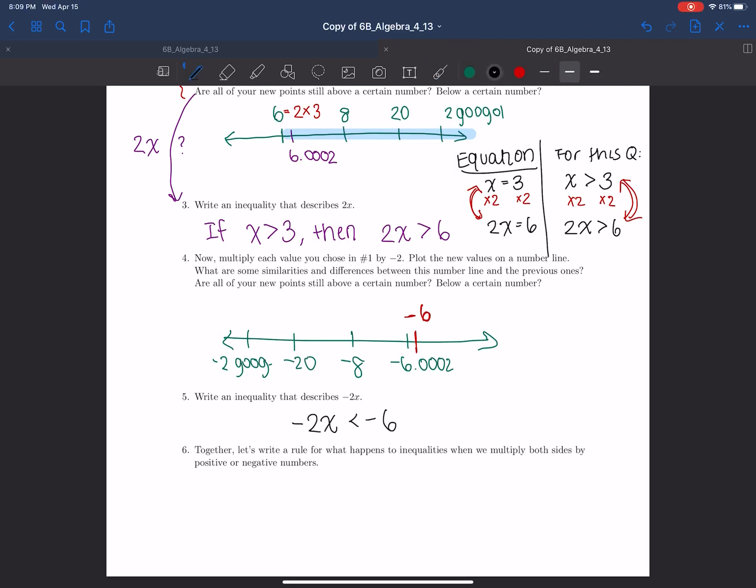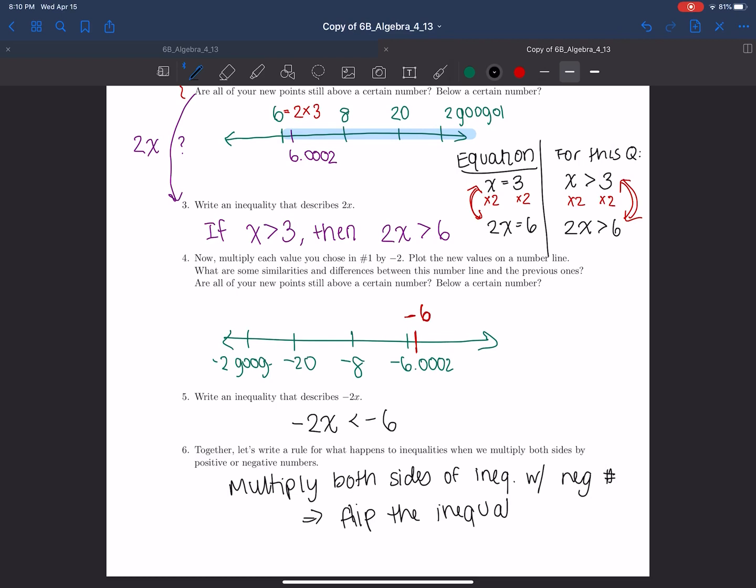So finally, we want to write a rule that sums all this up together. The rule that we might notice is that when we start with an inequality and we multiply both sides by a positive number, we keep the inequality in the middle. And when we multiply both sides by a negative number, we have to flip that inequality. So let me just write that down. When we multiply both sides of an inequality by a negative number, we flip the inequality. So greater thans become less thans.